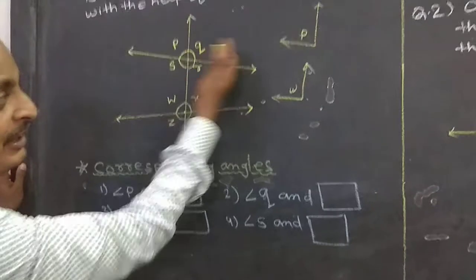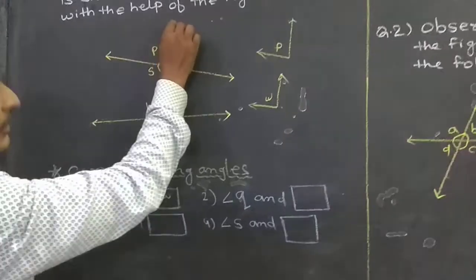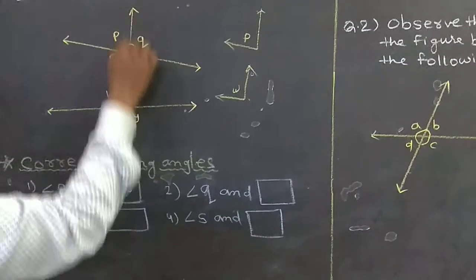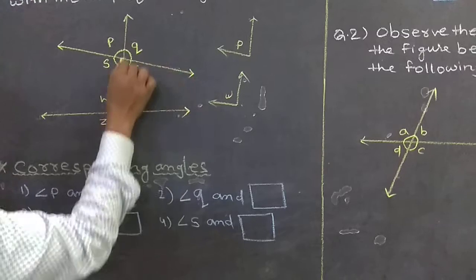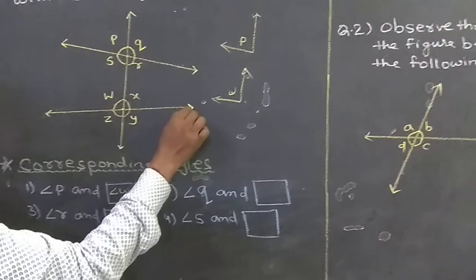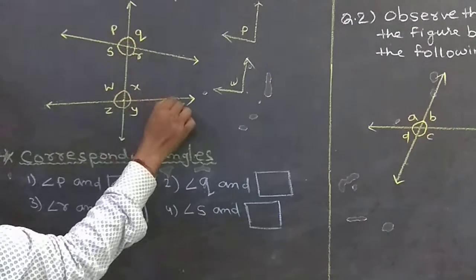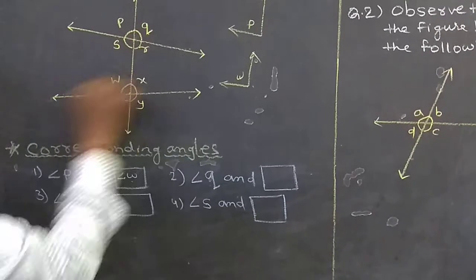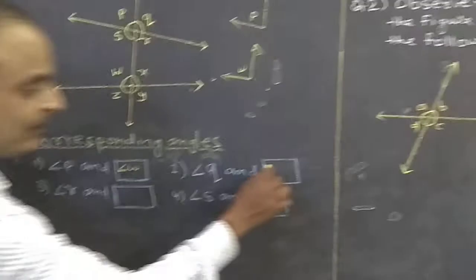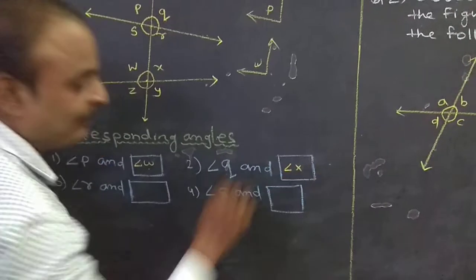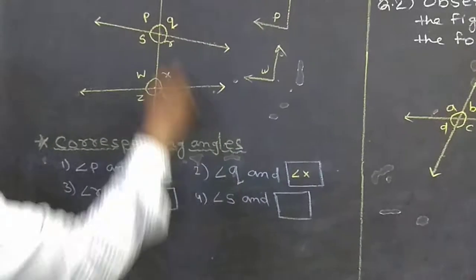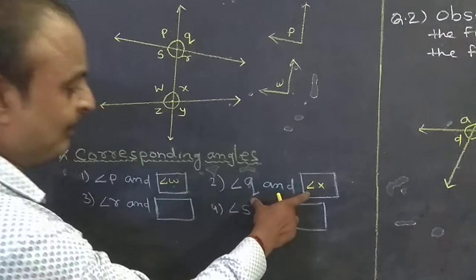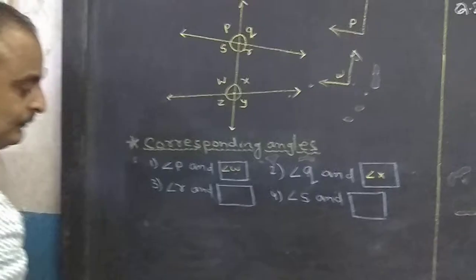Now see on the right hand side the angle Q. Now which will be the corresponding pair of angle Q? I think this angle and this angle are looking similar here on the transversal line. So angle Q and angle X, both will be a pair of corresponding angles. So here X will be the correct pair of angle Q. Okay, so these both angles will be a pair of corresponding angles.